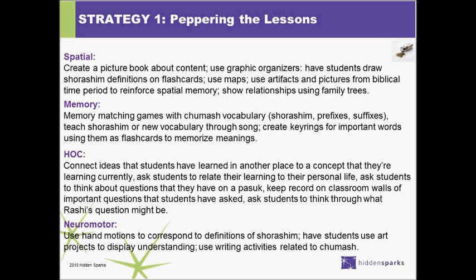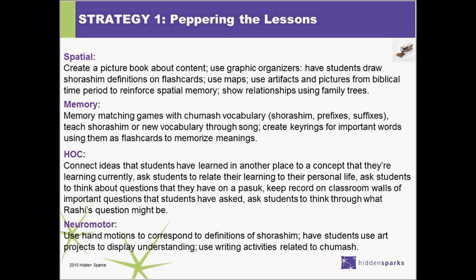So, for example, in spatial, if you notice that there's kids in your classroom that have particular spatial strengths, you might want to ask them to create a picture book about the content. Or you might want to use graphic organizers or encourage them to use graphic organizers. You might want to ask them to draw shorashim definitions on flashcards. Is that for everybody? Not necessarily, but there may be some students in your classroom that would work effectively with it, so you might want to include that.